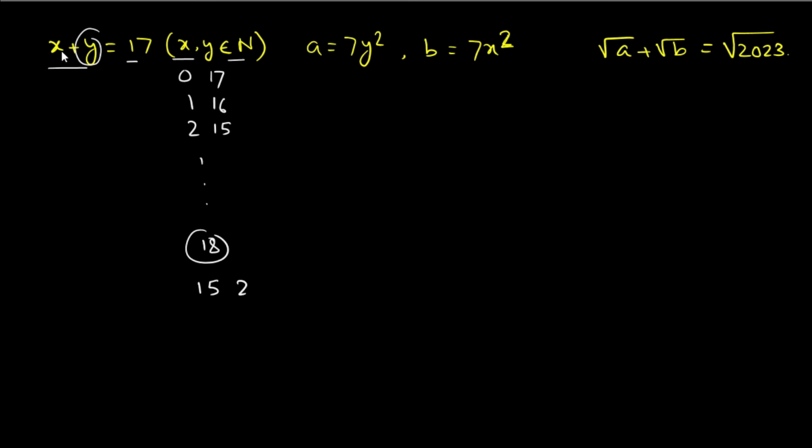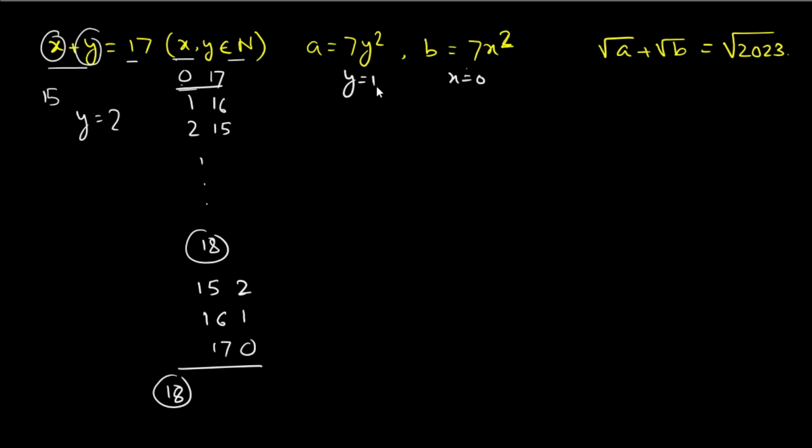So in the last, we will get 15 and 2. If we put x as 15, then we get y as 17 minus 15, that is 2. Now for 16, we'll get 1. For 17, we'll get 0. So therefore, we'll have 18 sets of x and y values.